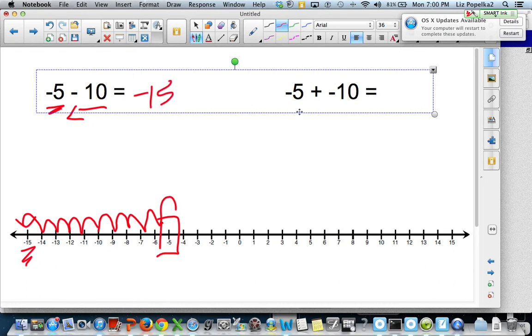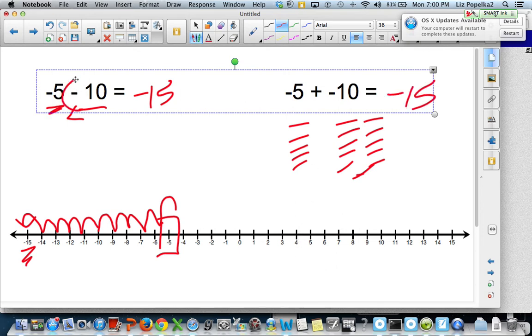That's the same answer I get if I do negative 5, 1, 2, 3, 4, 5, plus a negative 10, 1, 2, 3, 4, 5, 6, 7, 8, 9, 10. Well, negative 5 plus a negative 10 also gives me a total of negative 15. So minus a positive and plus a negative, again, gives you the same thing.